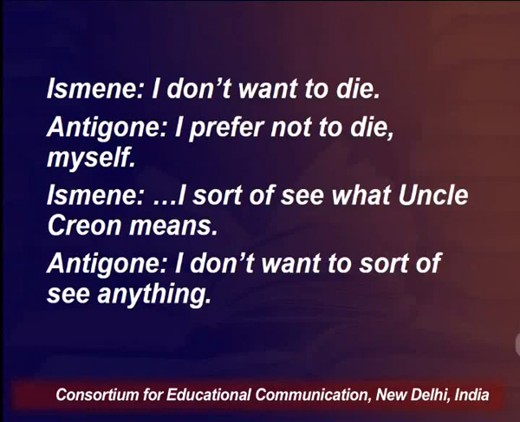Again, the reaction of Ismene is very important here, where she says that she does not want to die. And what Antigone says is interesting. She says, I prefer not to die myself. Given a choice, she's being very upfront about it, that if given a choice, who wants to die? Nobody wants to die. So Ismene says, I sort of see what Uncle Creon means. And Ismene, in a sense, wants to toe the line, and she feels it's not as if it's going to make any difference by giving this burial. So Antigone says that, I don't want to sort of see anything.